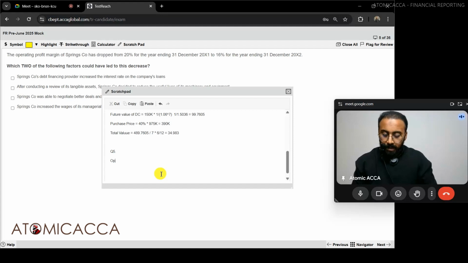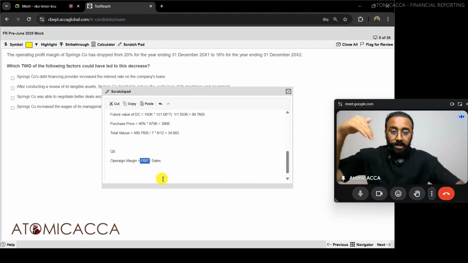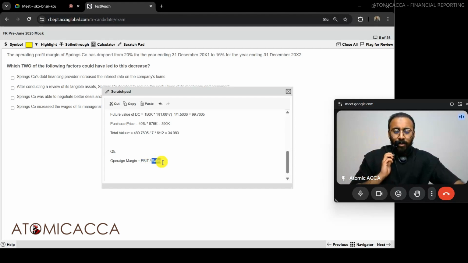Now, the operating margin formula is PBIT by sales. If operating margin has to fall down, it's either because the PBIT has gone down or because sales have gone up. Now, when operating margin is going down, it's generally not a good indication, which means we're not talking about sales increasing over here. Probably it's because the PBIT is falling.